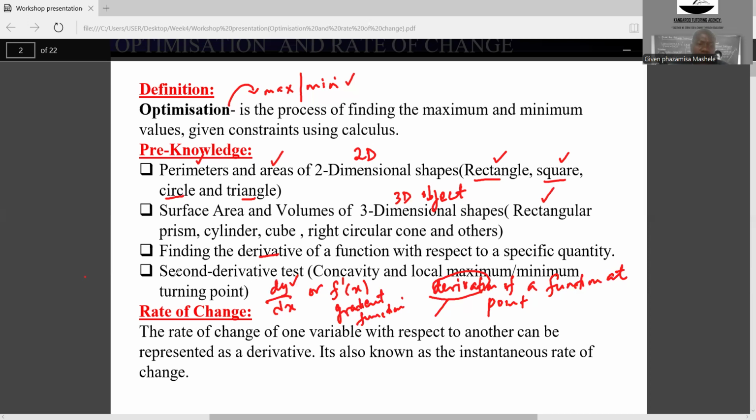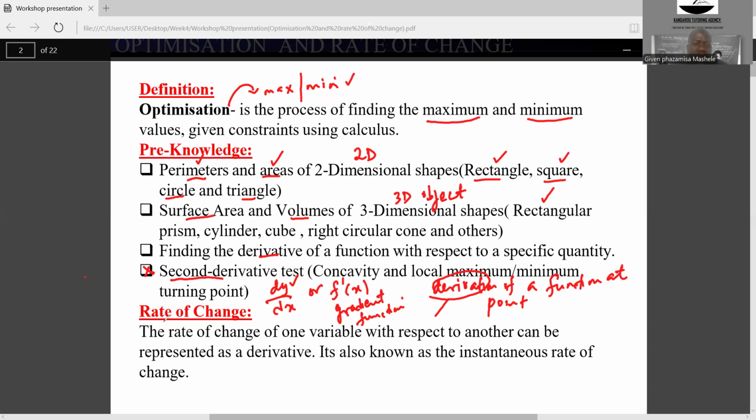Then again, you need to familiarize yourself with the second derivative test, which has to do with concavity and the local maximum or minimum in terms of turning points. However, we're not going to spend more time on the second derivative. We'll address more on finding the area, the perimeter, surface area, the volume, and also how to maximize or minimize using calculus.